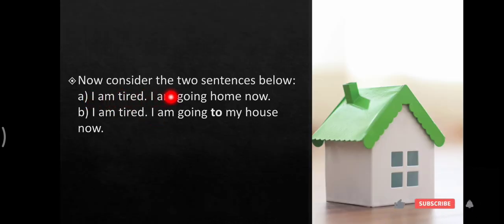Now consider the two sentences below. A: I'm tired, I'm going home now. B: I'm tired, I'm going to my house now. Note that in sentence A, the preposition "to" was not necessary, while in B, the preposition "to" is there, indicating the intention, the direction of the speaker. So what is the difference? In the first sentence, the preposition "to" is missing and not necessary, while in the second sentence, it is necessary to use the preposition "to", right?